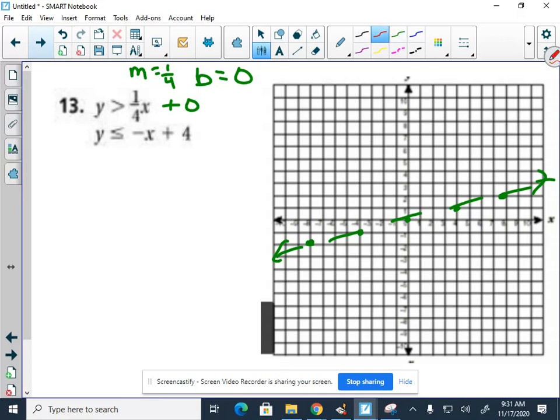Now I'm going to add the red line. M is -1. I'm going to put it over 1. B is 4. I'm going to go up to 4, put a point. Down 1 over 1, down 1 over 1, down 1 over 1, down 1 over 1. This one will be a solid line.